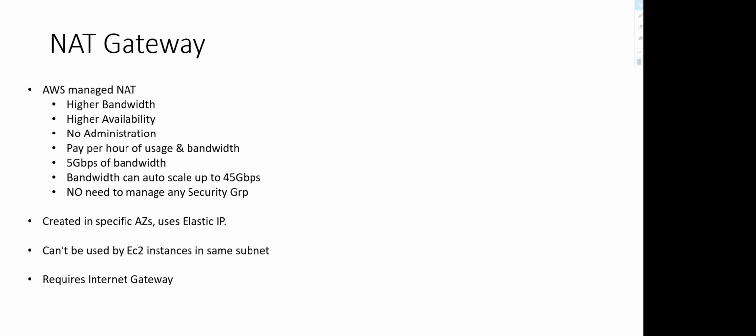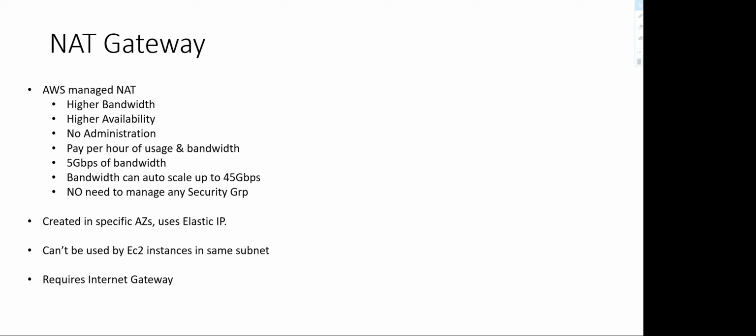If I'm using the AWS provided NAT gateway, almost no administration is required, and the pricing is per hour and also for the bandwidth. The minimum bandwidth provided by AWS for NAT gateways is 5 Gbps, and it can auto scale up to 45 Gbps. Obviously, if it gets auto scaled to 45 Gbps, your pricing is also going to vary accordingly. And the last point, like I already mentioned, we don't need security groups when we are using NAT gateways.